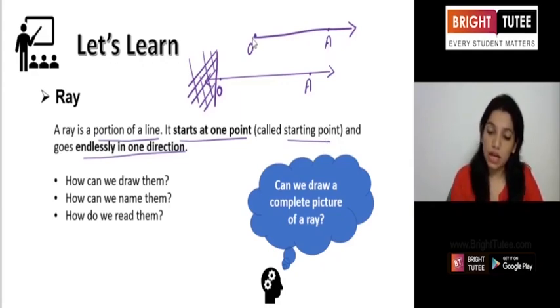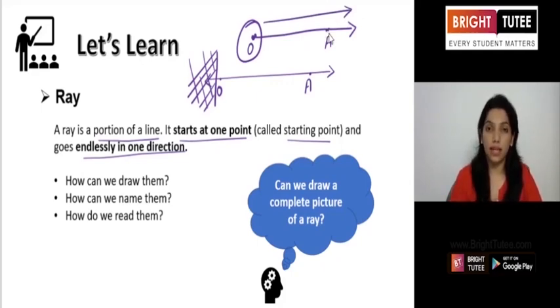A ray starts from one point. Here it is starting from point O. It goes endlessly in the other direction, so it is going in the direction of point A. This is a ray. Okay. So how can we draw it? We just saw here that we can draw a ray with a point and it goes endlessly in one direction. This is a ray. How can we name them?